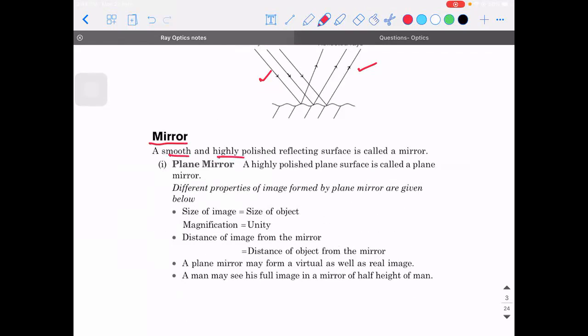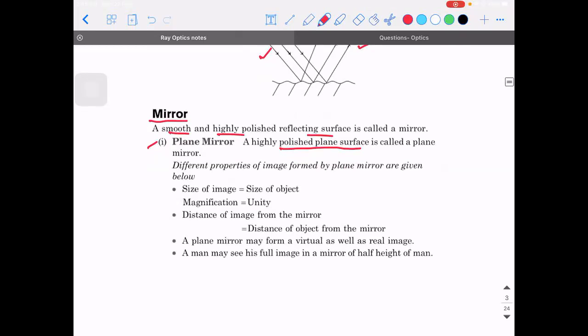A smooth and highly polished reflecting surface is what is called a mirror. There are different types of mirrors we can talk about: plane mirror and spherical mirrors. So plane mirror means what? A highly polished plane surface is called a plane mirror.